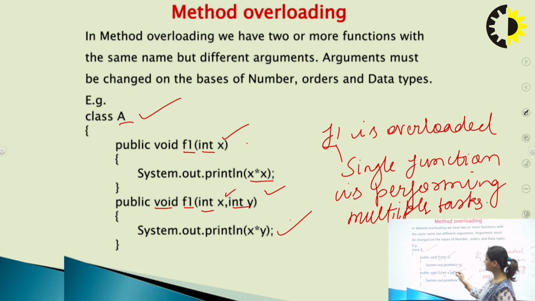As we see here in the example, the first function f1, although they have the same name, their bodies are computed differently. The first one is performing the multiplication for only the value x, and the second one is performing the multiplication for the values x and y. So this is the concept of method overloading. Now, how can we access this method?